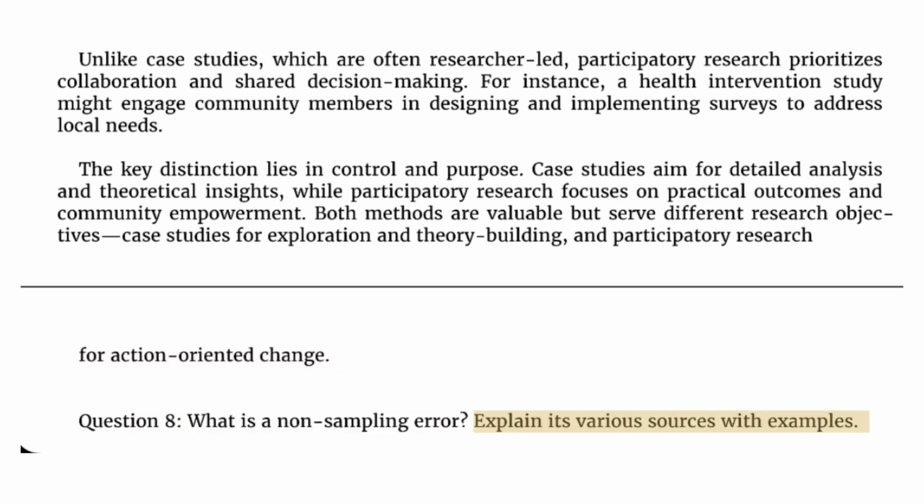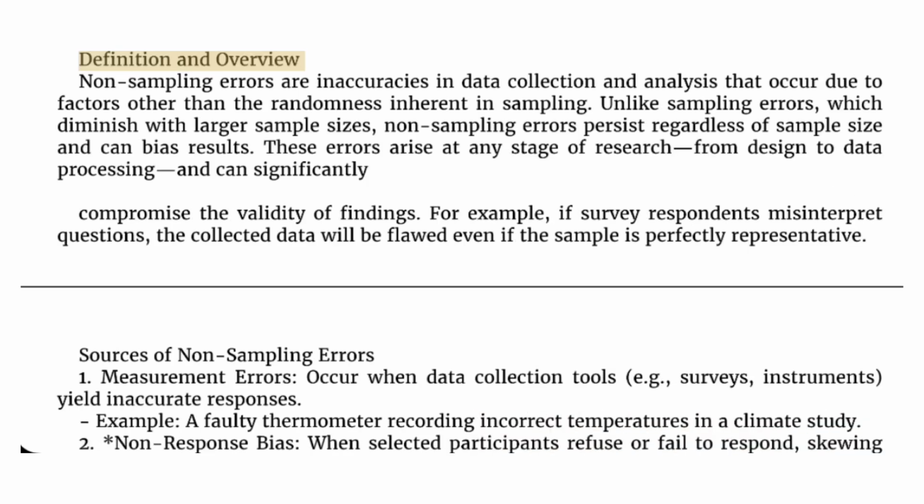Explain its various sources with examples. Definition and overview. Non-sampling errors are inaccuracies in data collection and analysis that occur due to factors other than the randomness inherent in sampling. Unlike sampling errors, which diminish with larger sample sizes, non-sampling errors persist regardless of sample size and can bias results.